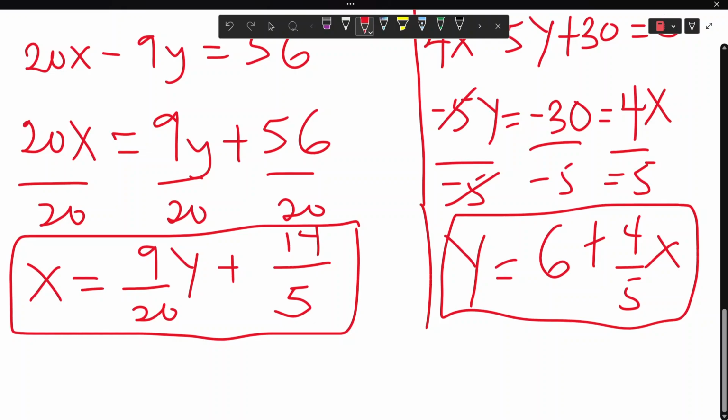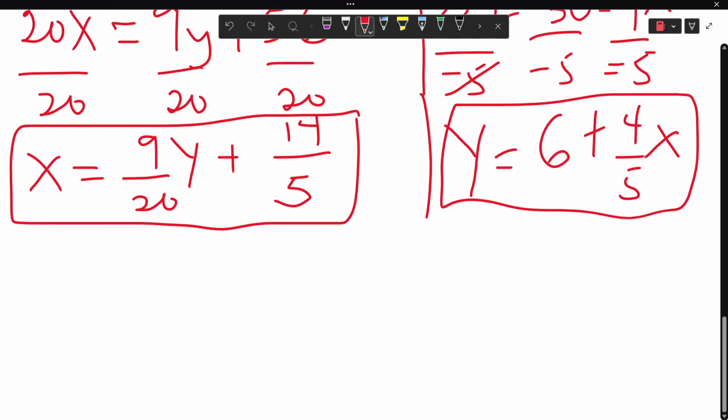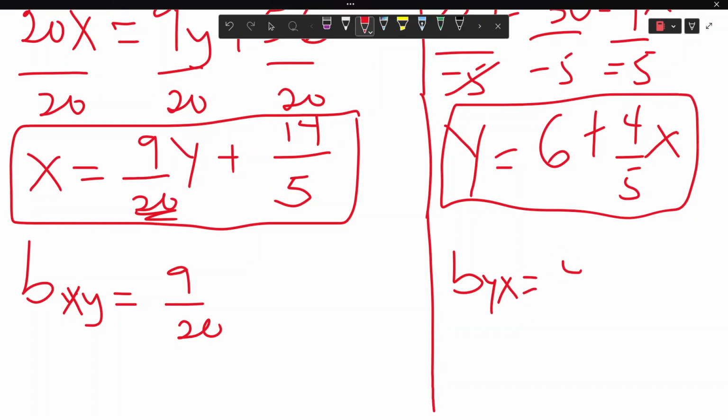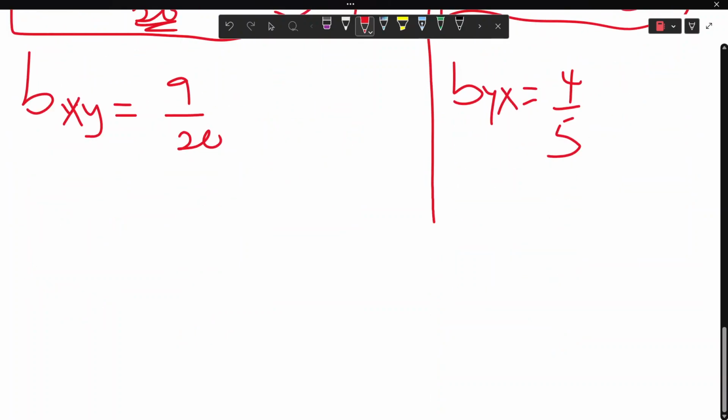The next thing we have to do is to multiply their coefficients. That's the regression coefficient. So regression coefficient x on y is given by 9 over 20. Then y on x is given by 4 over 5. Now let's multiply them.